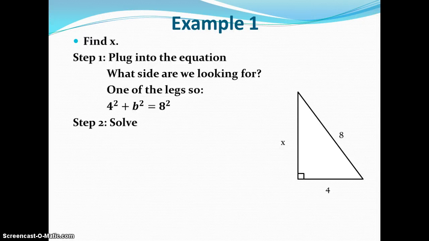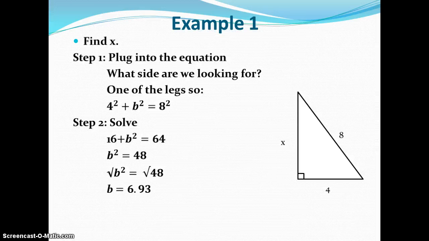Now we want to solve. So 4 squared is 16, and 8 squared is 64. We're going to subtract the 16 over to get b squared equals 48. And then to get rid of the squared, we're going to take the square root of both sides. So the square root of both sides gives you b equals 6.93.